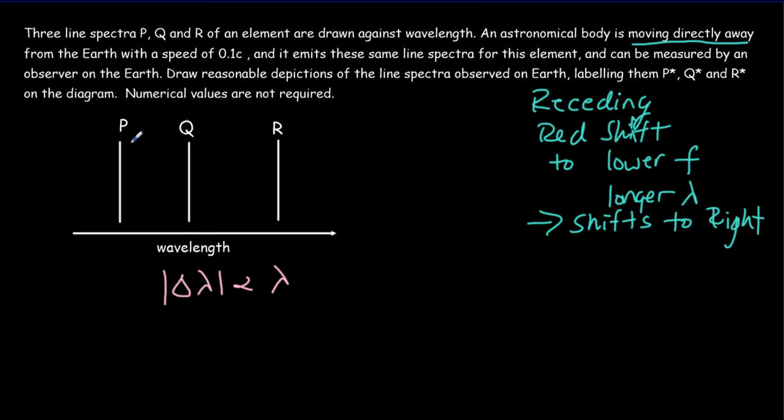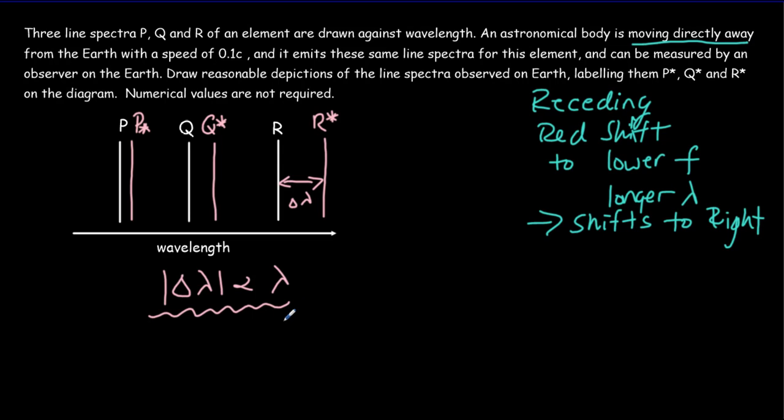So if we shift right on P to get P star, we also shift to the right on Q, but we shift by a little bit more. And on R, we shift by more again. So this delta lambda should be getting larger here as we go to larger wavelengths. I'm not going to do it here, but you can show this is true algebraically. You could also do numerical substitutions in order to verify that that's what takes place.